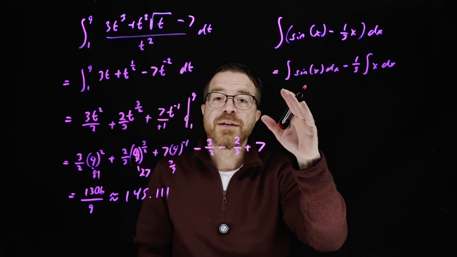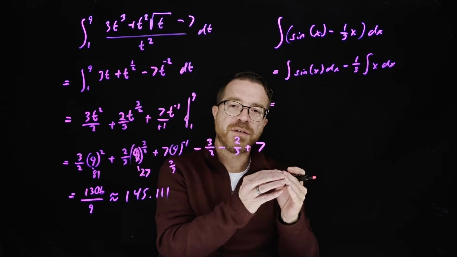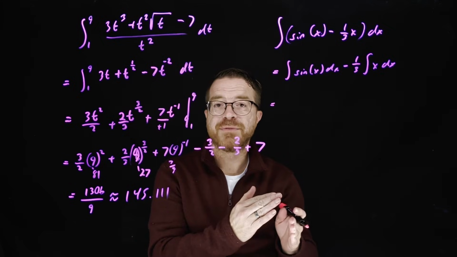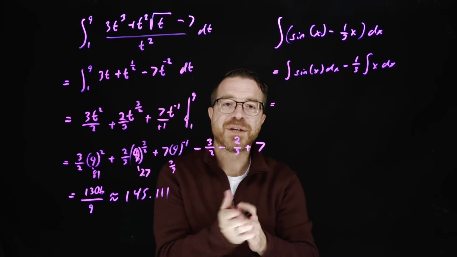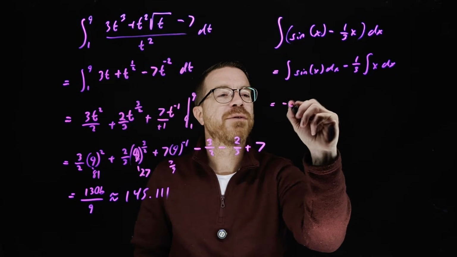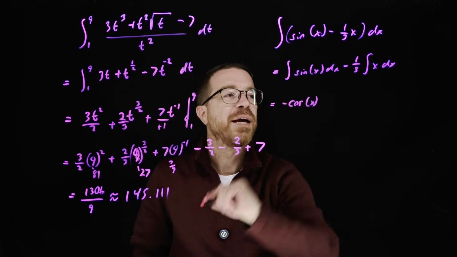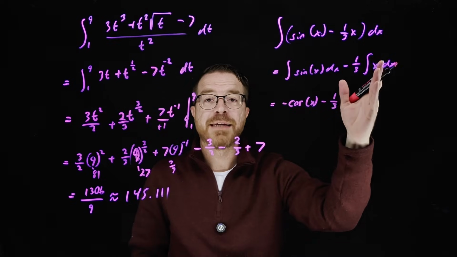So now we're going to find our antiderivative. So the antiderivative of sine of x, think about what function, if I took the derivative, would give me a positive sine. And this is going to be a negative cosine, right? Because if I took the derivative of negative cosine, it would give me negative negative sine, which is positive sine. So this is going to be negative cosine of x minus 1/3.